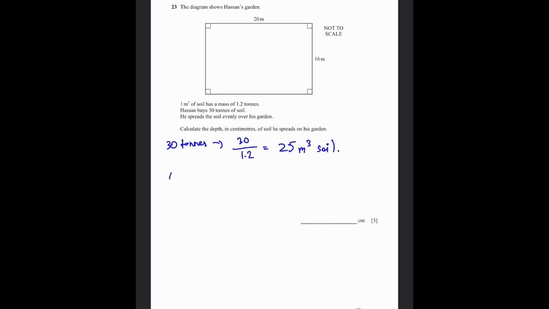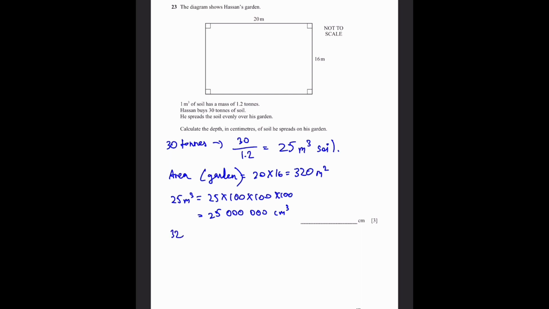Now the area of the garden is equal to 20 into 16. That's equal to 320 meters squared of area on his garden. 25 meters cubed is equal to 25 into 100 into 100 into 100, 3 times because it's meters cubed and 1 meter is equal to 100 centimeters. Therefore, it's 25 into 1 million. That's 25 million centimeters cubed.